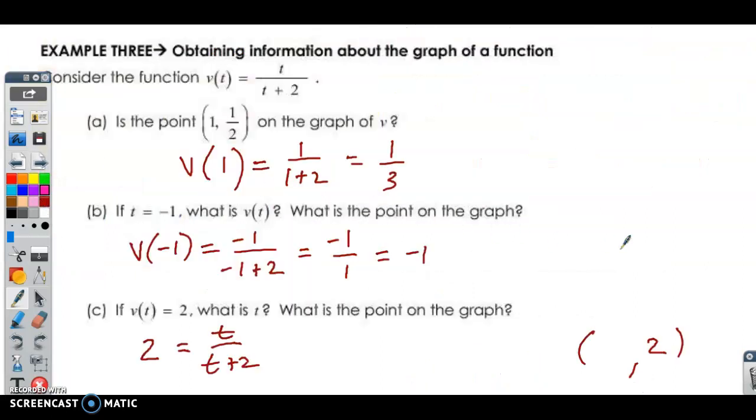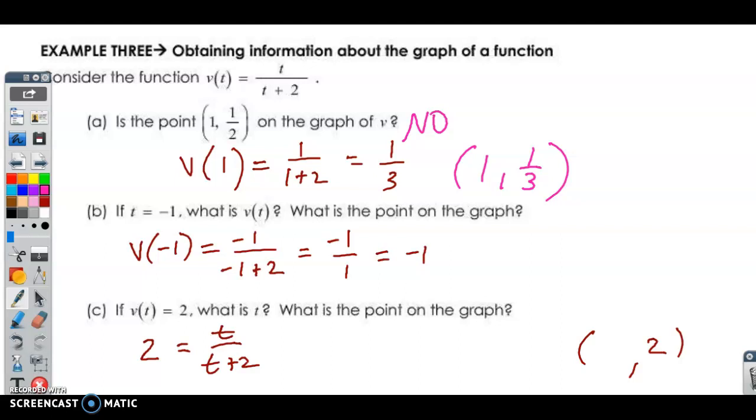Okay, so we are almost finished. Example 3. So we're given a function here, v of t, and most of the time they use f of x, but sometimes, in physics, you'll see other variables. So v of t. Is the point 1, 1/2 on the graph of v? Well, we're going to plug in 1 for x or t and see what we get for y or v. So we go ahead and we do that and we get 1/3. Well, that would mean that the point would be at 1, 1/3, and that is not what they're asking. Is the point 1, 1/2 on the graph? So no, it is not.